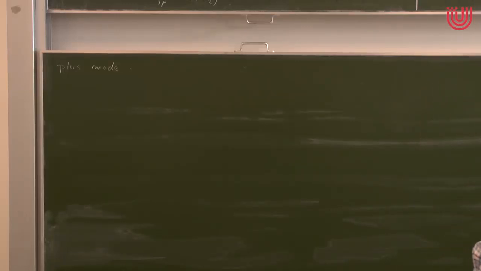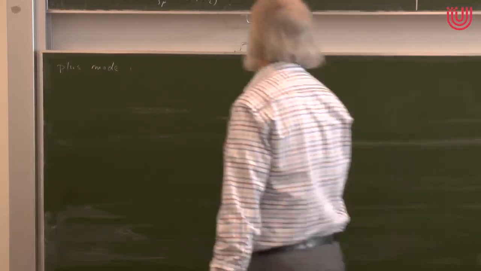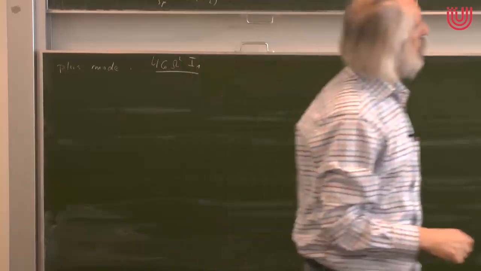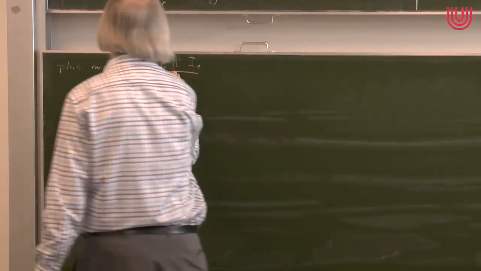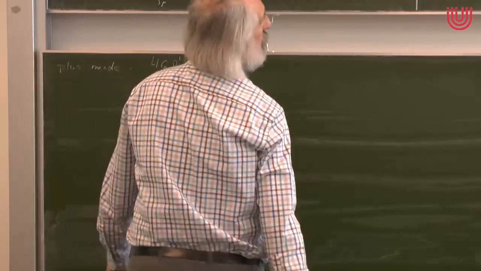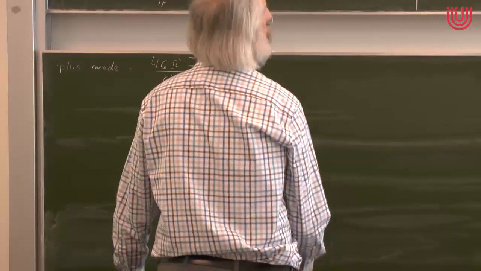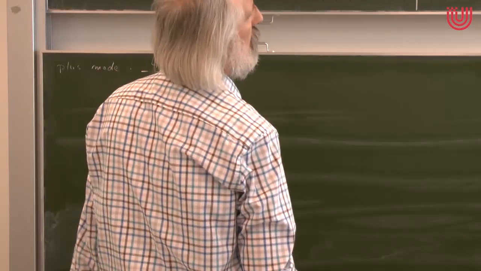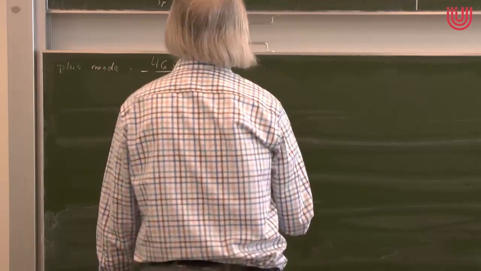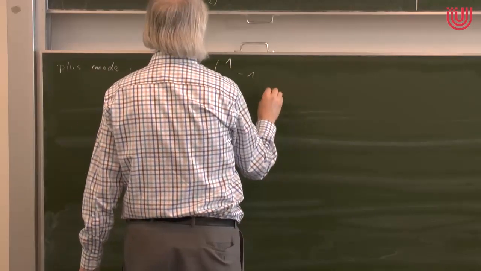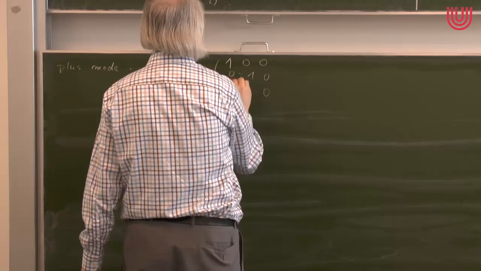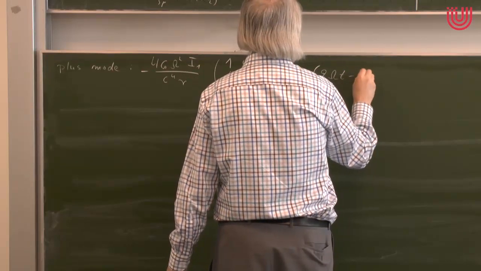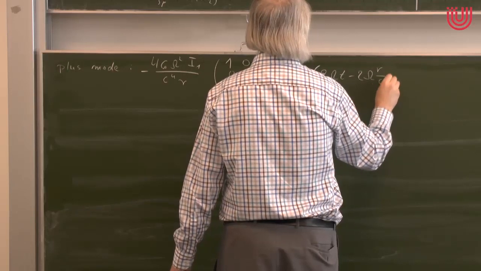So there's a prefactor. What is it? 4G omega squared I1, which of course falls off as 1 over r, c to the 4r. And then I have, let me write a minus sign in front of it because we had the A11 distinguished as the A plus. So I have a plus 1 here, a minus 1 here, and zeros everywhere else. And then I have cosine of 2 omega t minus 2 omega r over c.